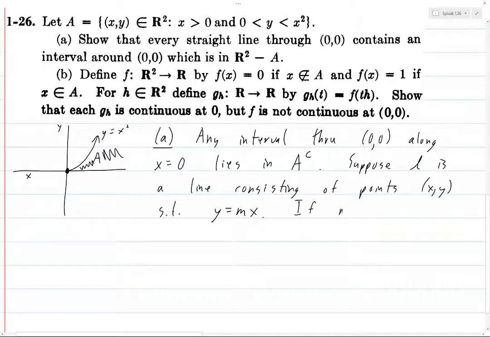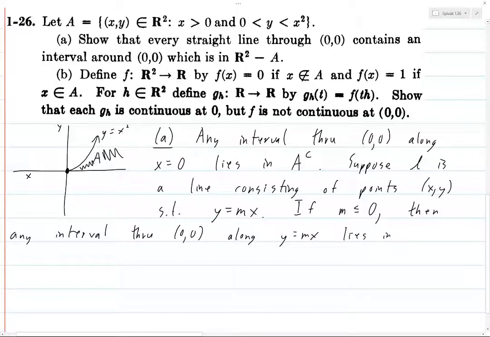Okay, so if m is less than or equal to 0, then any interval through the origin along y equals mx lies in the complement. And that's because, if we look at this, if m is less than or equal to 0, then some values on the interval will have x values less than or equal to 0, and those are automatically not in A. So we don't even need to worry about those.